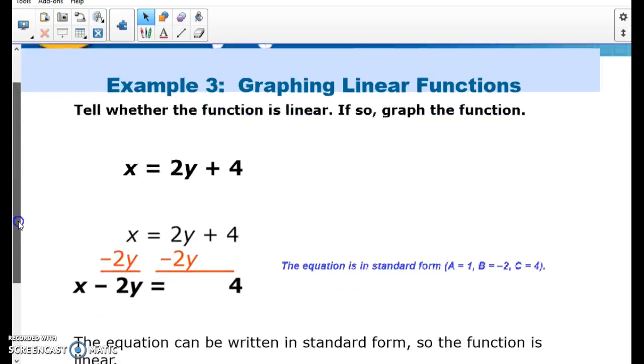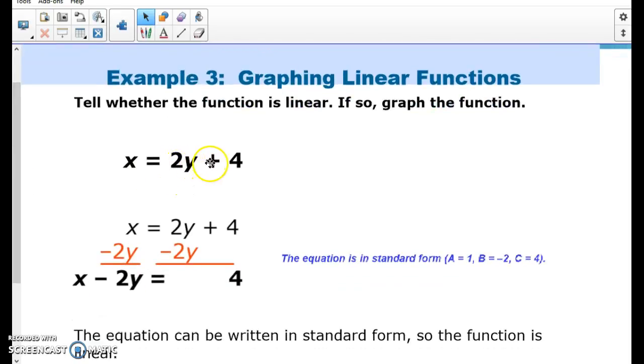Okay, so something like this. x equals 2y plus 4. So again, we want x and y to be on the same side. So it's a positive 2y, so I need to subtract 2y. So then I have x minus 2y equals 4.